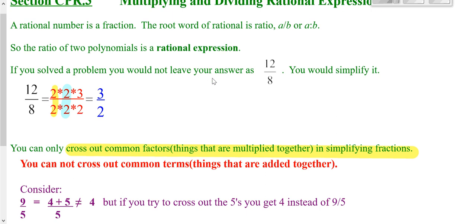We are not going to be looking at rational equations, which have an equal sign. We'll be looking at rational expressions, so there'll be no equal sign. So all we're going to be doing is simplifying.